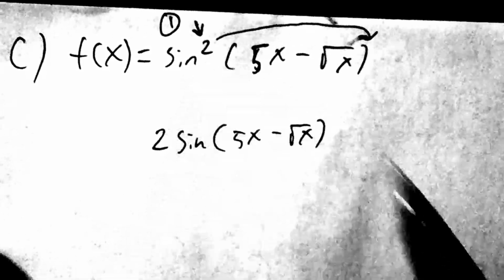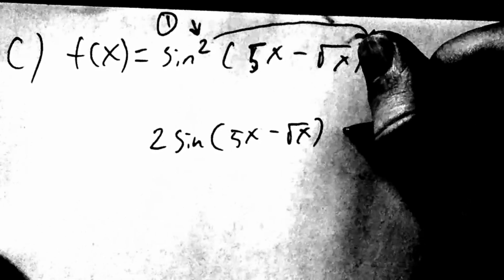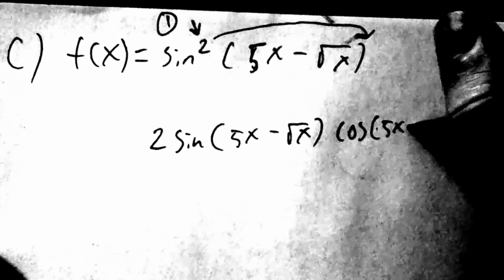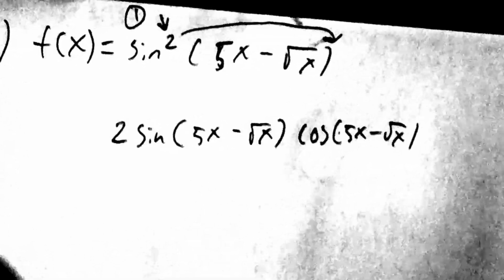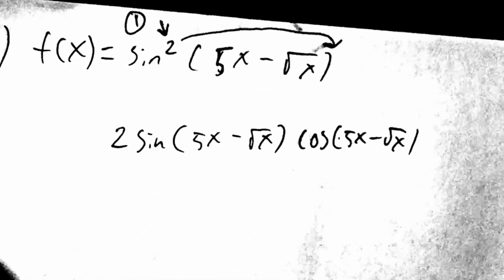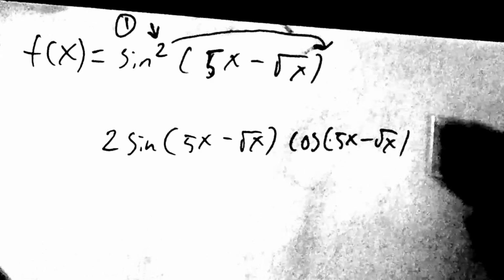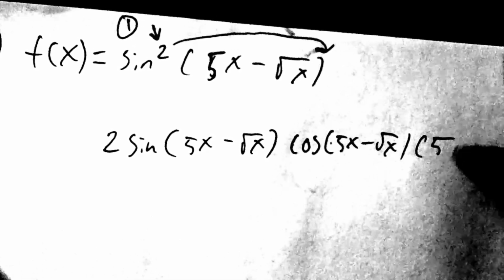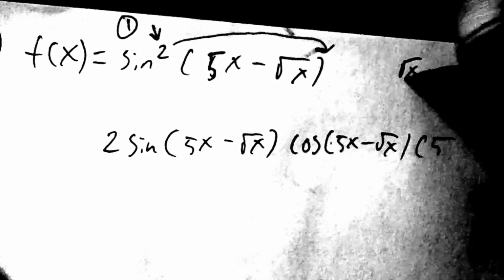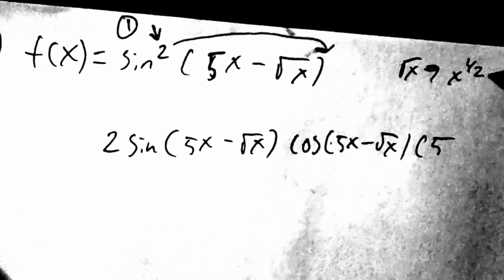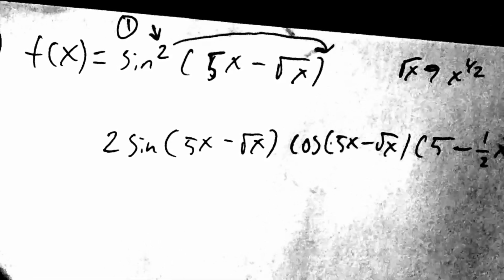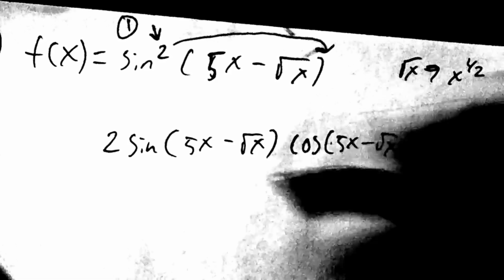Then we're on sine. What's the derivative of sine? You should know that. Cosine. So then we have cosine of 5x minus root x. And then we take the derivative of the inside, 5x minus root x. The derivative of 5x minus root x is going to be 5, and then, remember, I keep saying this over and over again: root x is x to the power of 1/2. So really, this is minus 1/2 x to the power of negative 1/2. And that's it.